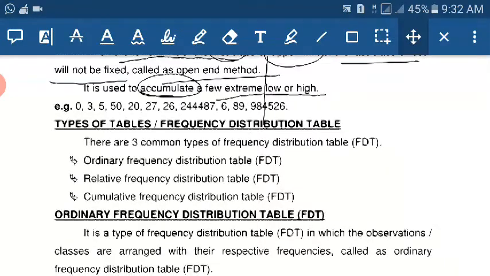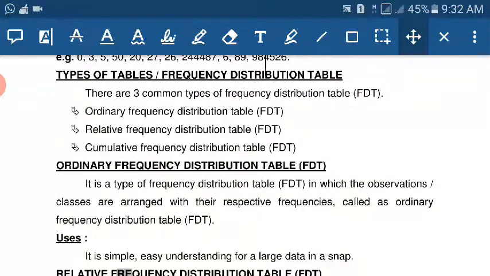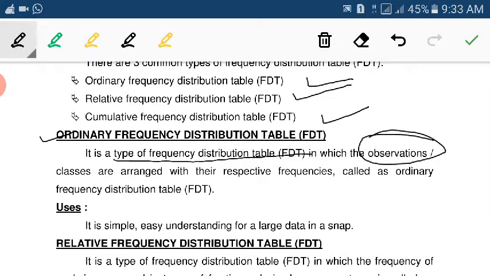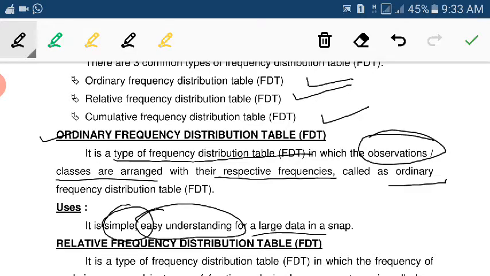Types of frequency distribution table. There are three common types of frequency distribution table: the ordinary frequency distribution table, the relative frequency distribution table, and the cumulative frequency distribution table. The ordinary frequency distribution table is a type of table in which observations or classes are listed with their respective frequencies. It is useful as it is simple and easy to understand for large data.